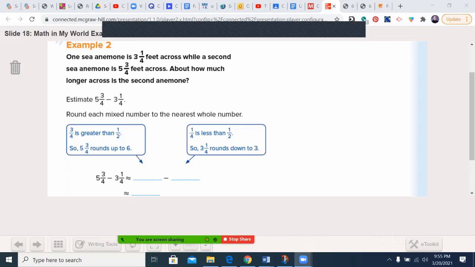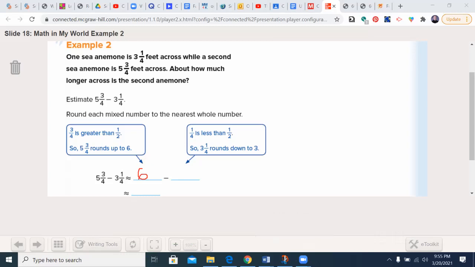Round each mixed number to the nearest whole number. So 5 3/4 is either going to be 5 or 6. 3 is more than half of 4, so that 5 becomes a 6. Now over here, 3 1/4, it's either going to be 3 or 4. 1 is less than half of 4, so it stays at 3. 6 minus 3 is 3. So the anemone is about 3 feet longer across. Go ahead and write that in.